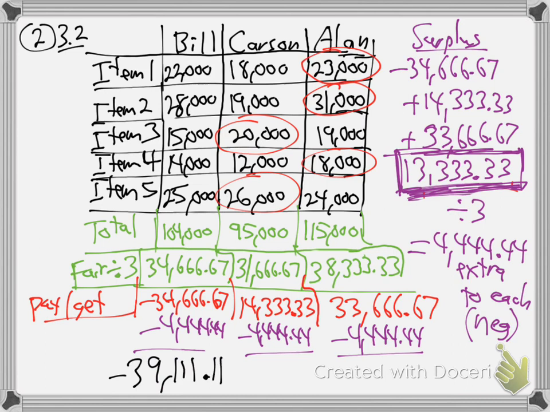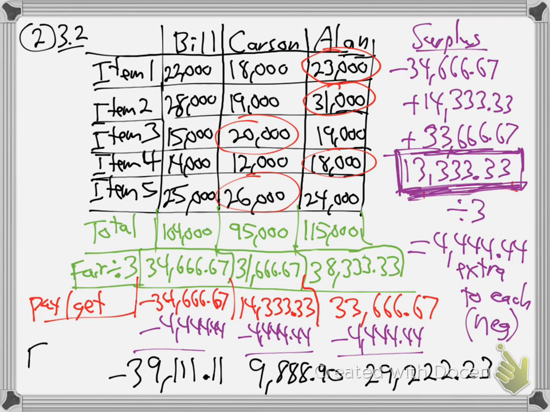And this one will be 9,000 something. It's 9,888.89. And then the last one is 29,222.23. I think I can do this one. Yeah, that's got to be right.